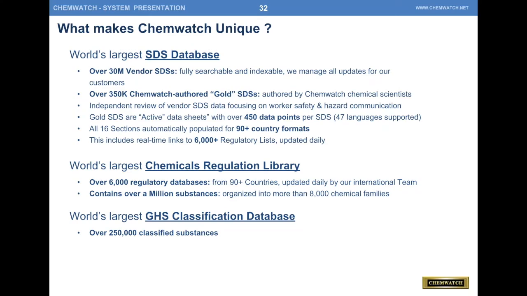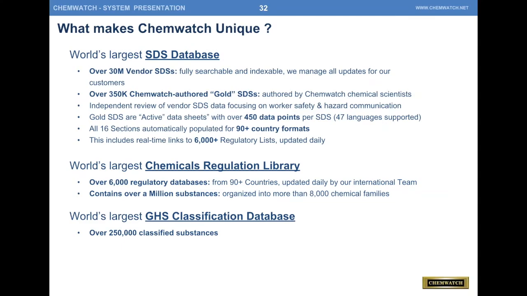We have real-time links to about 6,000 regulatory databases, which leads me to my next bullet, our chemical regulatory library. We keep this current for about 90 countries, so if you're wondering whether you can ship a product to a country, or you have employees in a country who have this chemical, is this chemical in compliance in that country, we can tell you that with a few mouse clicks. We have over 1 million substances organized into about 8,000 chemical families.